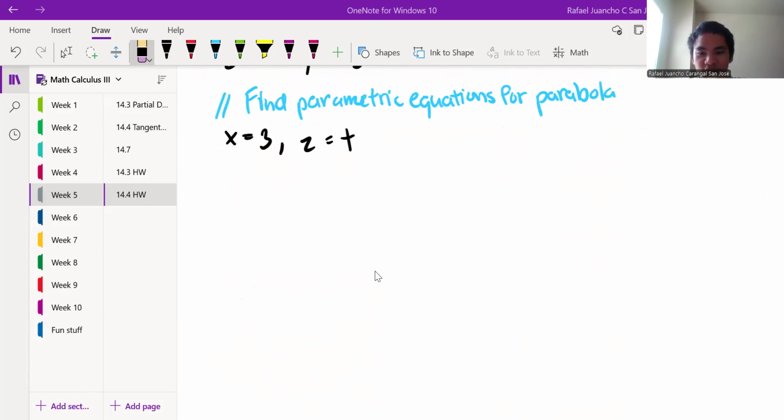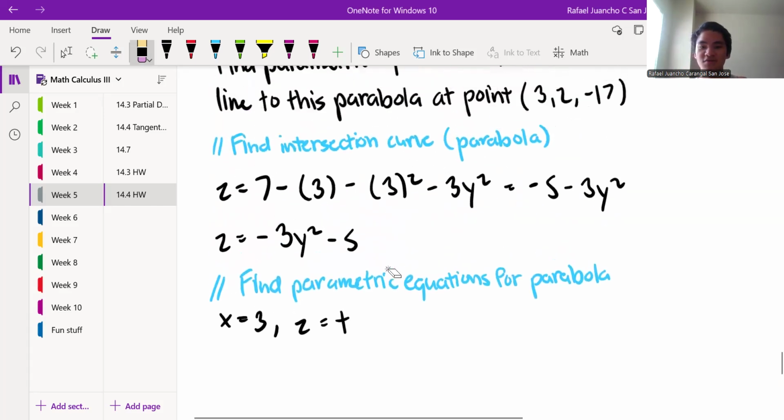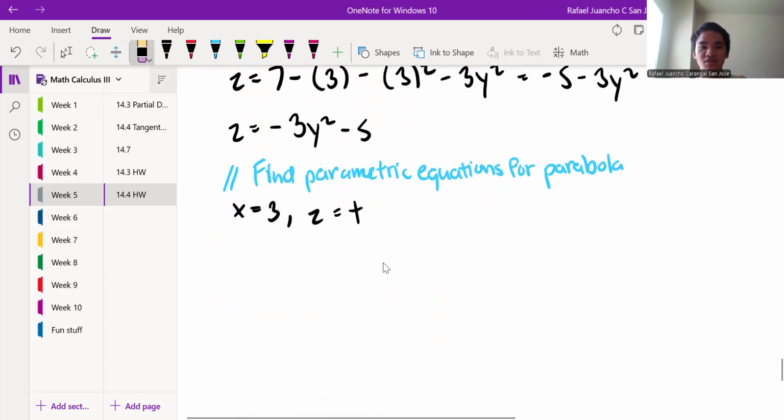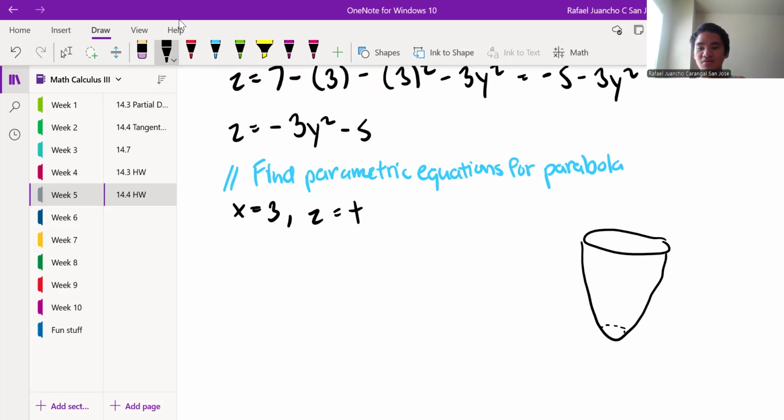So we're being asked to find parametric equations for the tangent line to the parabola of intersection. Oh, so it's a tangent line, so it's not a tangent plane, right? So actually, I can kind of do this visually. We're given a paraboloid. So a paraboloid would look something like this. That's 3D. It intersects at x equals 3. So let's say this was the x-axis, and it specifically intersects here.